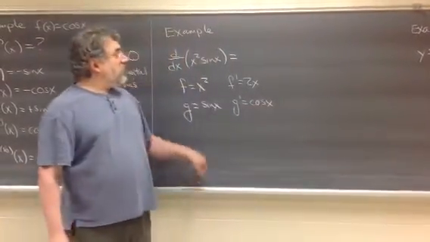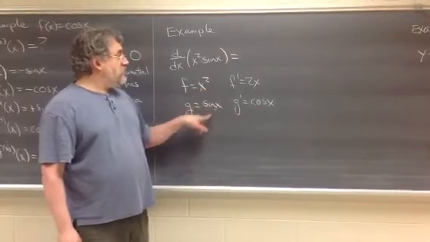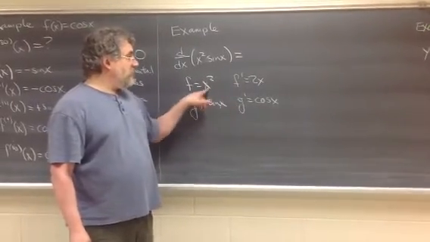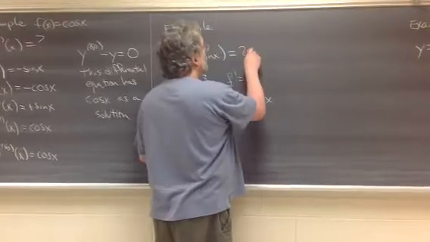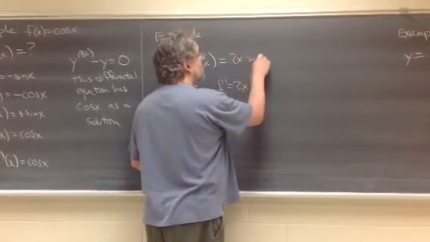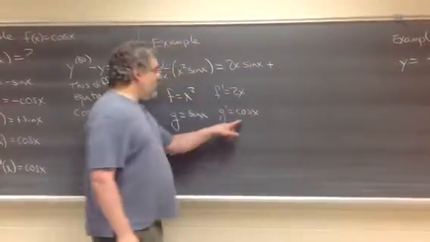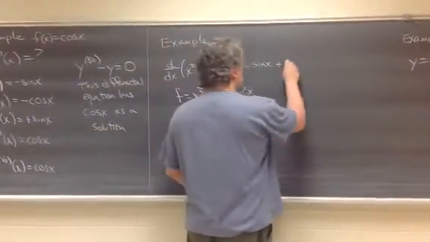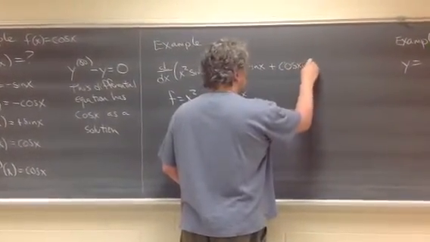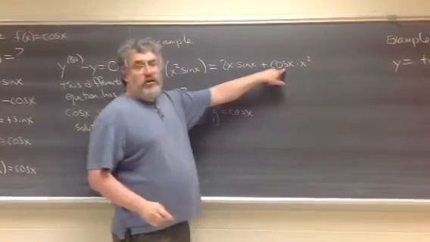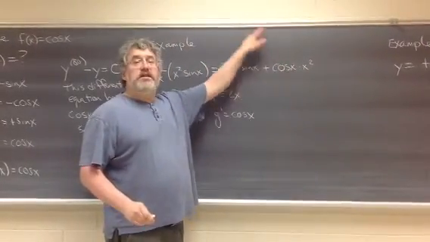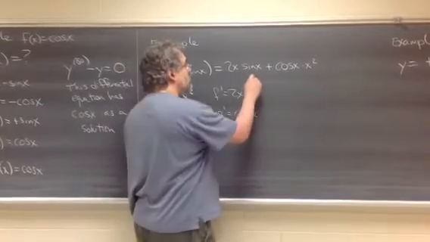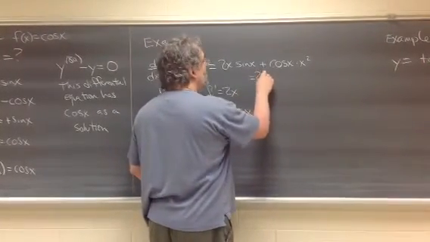Remember, the product rule is f prime times g plus g prime times f. So it's f prime times g plus g prime times f. If I write it that way, this is a little awkward. So we usually put polynomials in front of the trigonometric function. So let me rewrite that.